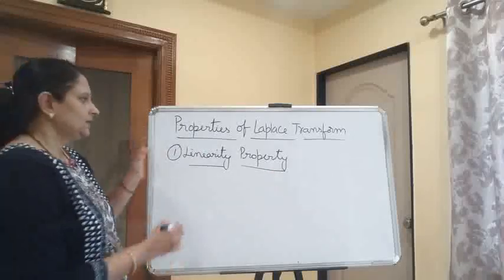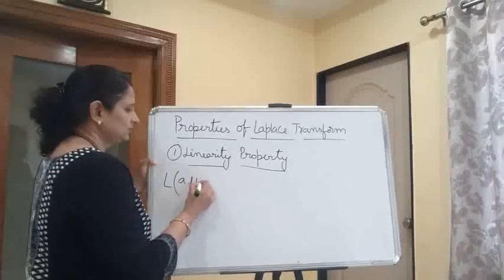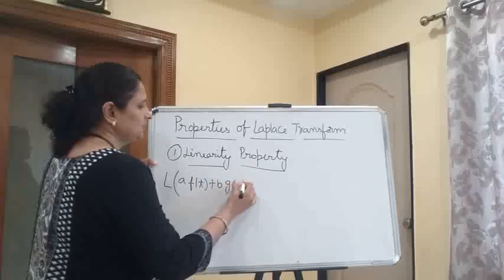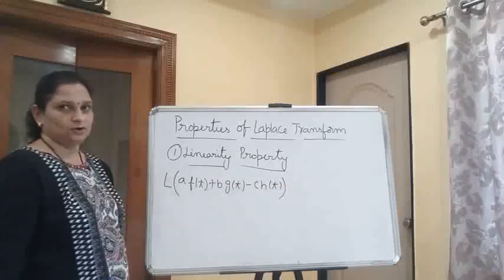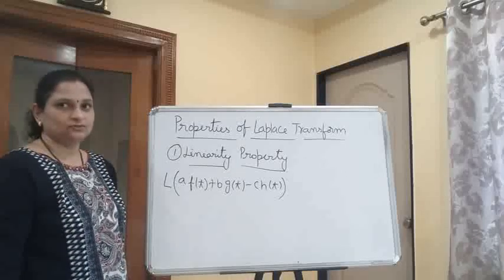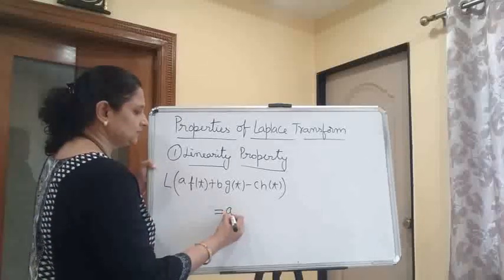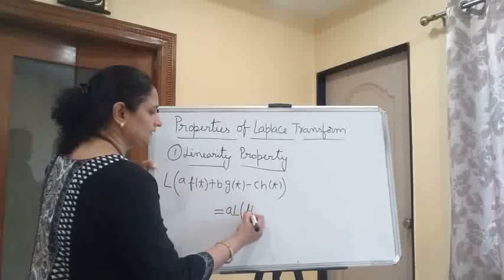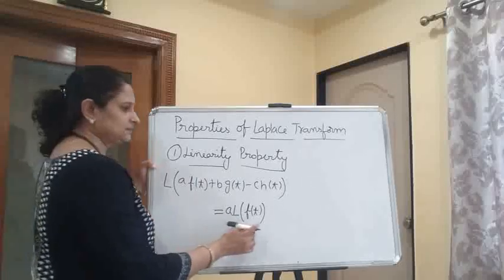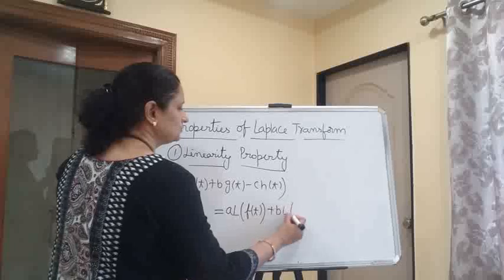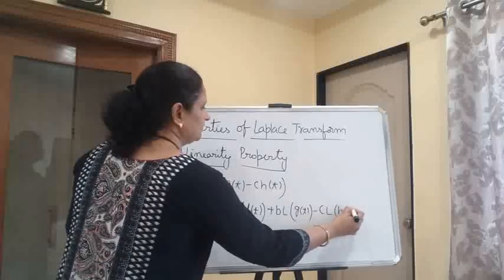According to this property, if we are taking the Laplace transform of the form a into f of t plus b into g of t minus c into h of t, where a, b, c are constants and f, g, h are functions of t, then according to the linearity property, you can keep the constant terms out and just take the Laplace transform of the functions and split it, and write it as a into Laplace transform of f of t plus b into Laplace transform of g of t minus c into Laplace transform of h of t.